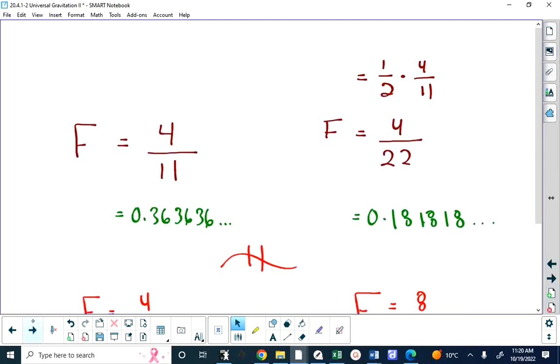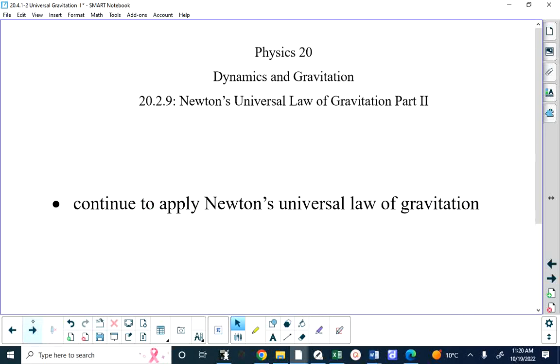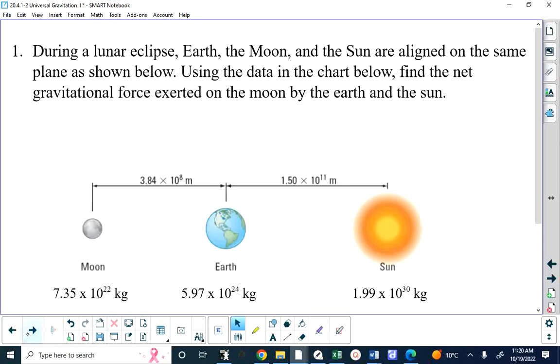Today what we're going to look at is Newton's Universal Law of Gravitation Part 2. We're going to continue to apply that formula. This diagram is not drawn to scale. There are so many things wrong with it. I pulled this from your textbook.